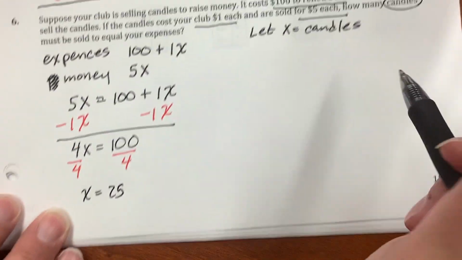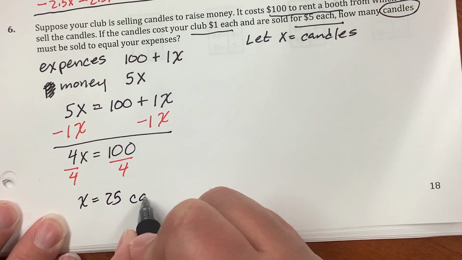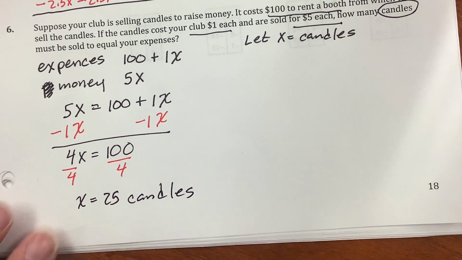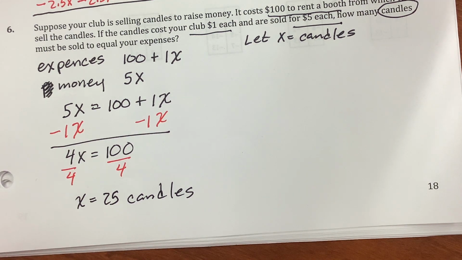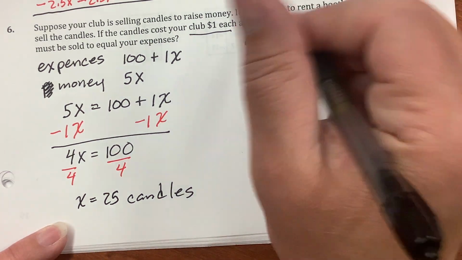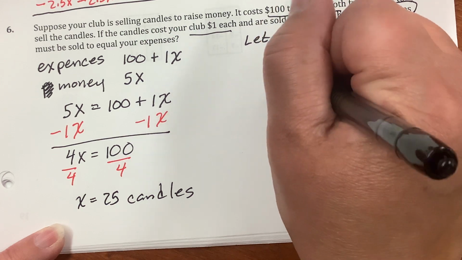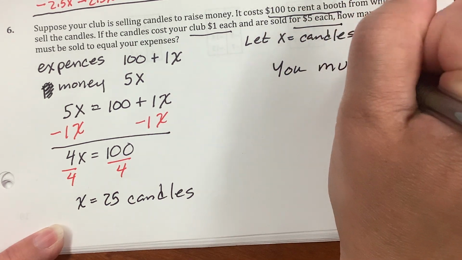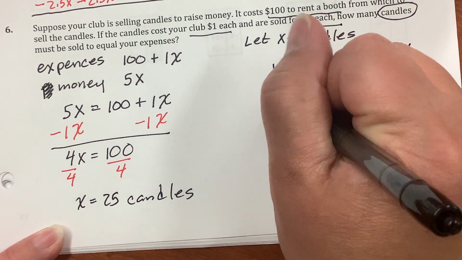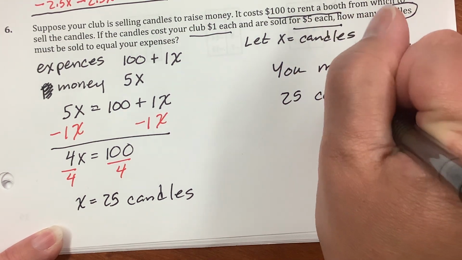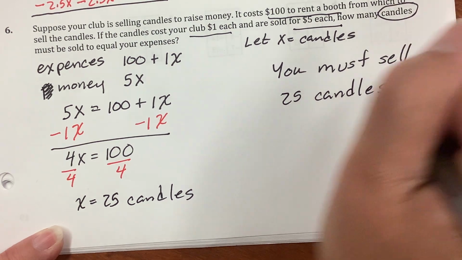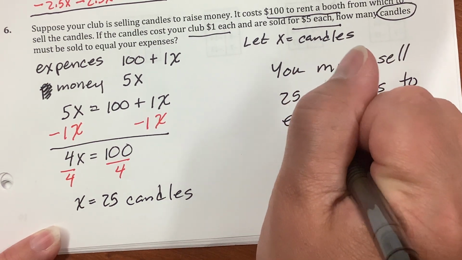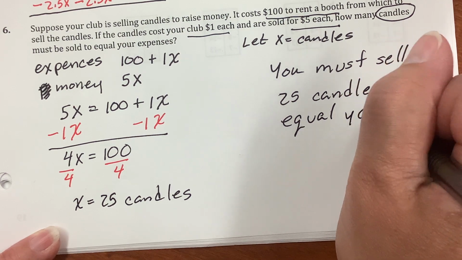25 what? Back up to the top. Candles. So, in order for them to make a profit, they have to sell 26 candles. It's going to be equal at 25 candles, but to make money, you have to sell at least 26 candles. So, you must sell 25 candles to equal your expenses.